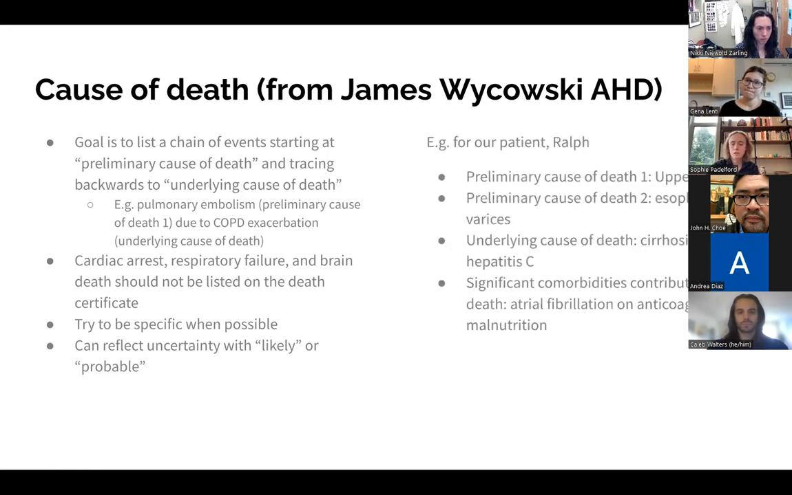So for our patient, I would say prelim cause of death for Ralph, upper GI bleed. I didn't share this with you, so you couldn't have said this, but prelim cause of death 2, variceal bleed from esophageal varices, and then underlying cause of death, cirrhosis due to hepatitis C. And then again, for example, significant comorbidities contributing to death could be AFib on anticoagulation and malnutrition. This is an example of how you could correctly fill out the death certificate for Ralph. And of note, the prelim cause of death is not cardiopulmonary arrest or respiratory arrest or cardiac arrest.